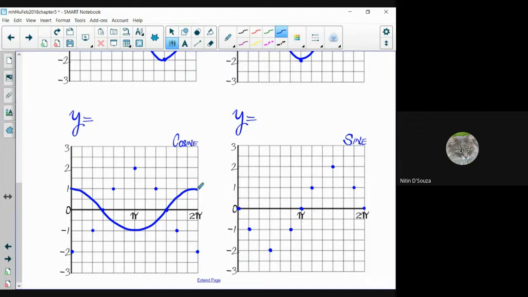There's my base cosine graph. Now, instead of minus 1, it looks like positive 2. So I know I've got a vertical stretch of 2. My positive 1 max has moved to a min of minus 2. So it looks like this is minus 2 cosine theta.